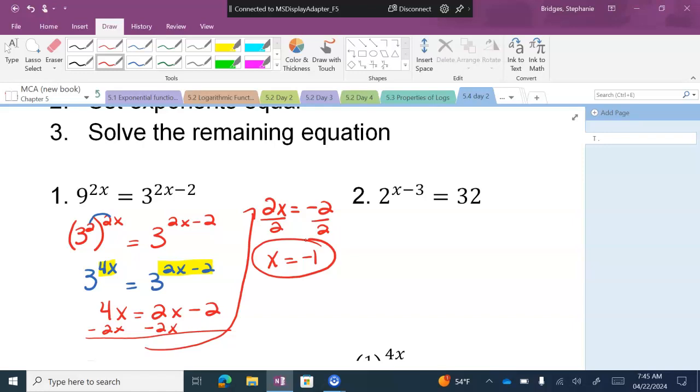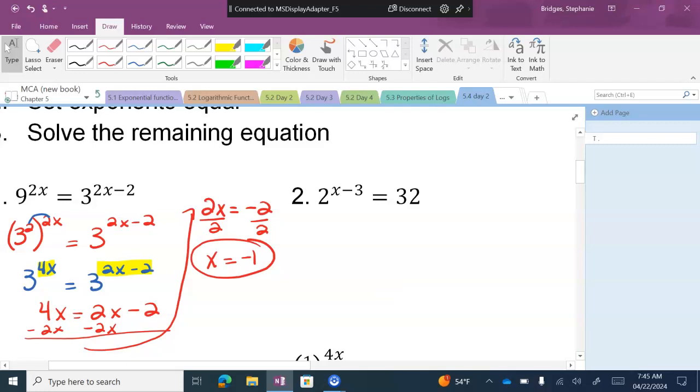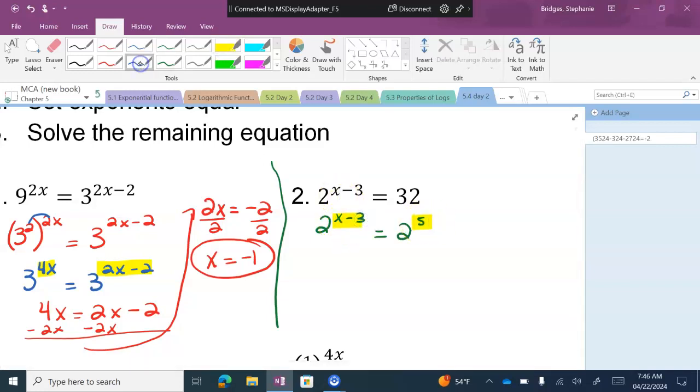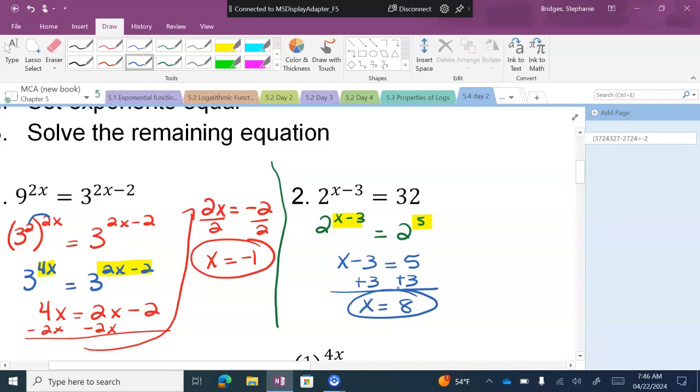So I have 2 to the x minus 3 is equal to 32. Looking at the bigger base 32, is 32 some power of 2? Yes, it is. It's 2 to the what power? 5th. All right, so what I'm going to do is I'm going to leave the smaller one alone again because I can change the bigger one. I'm going to change that to 2 to the 5th power. Now that we have the same bases, we drop the bases, we set the exponents equal, and then we just solve this equation and we get x equals 8. Any questions?